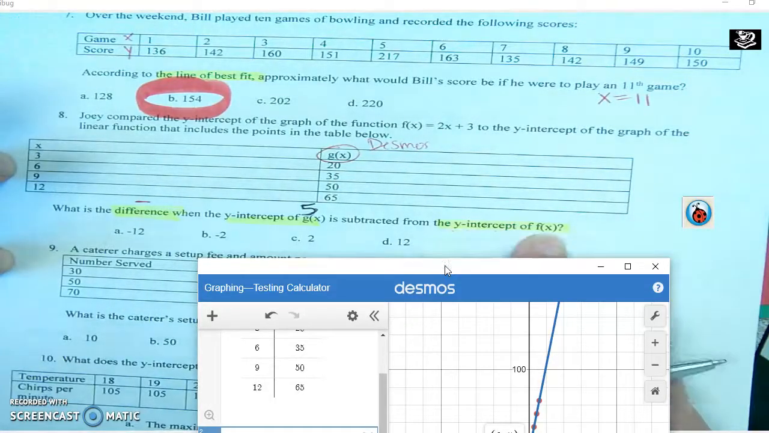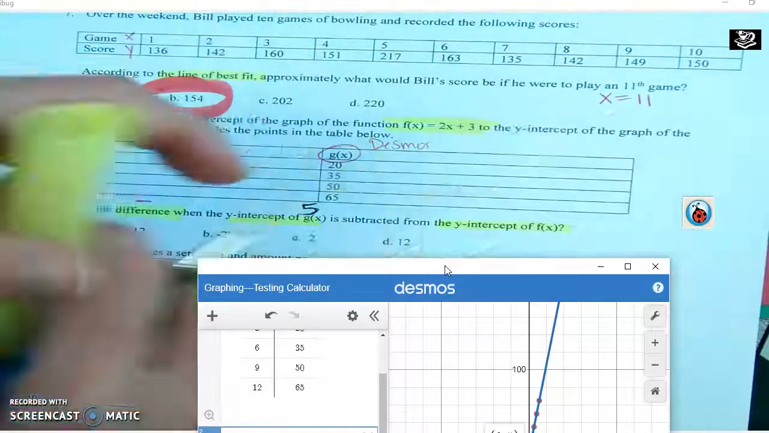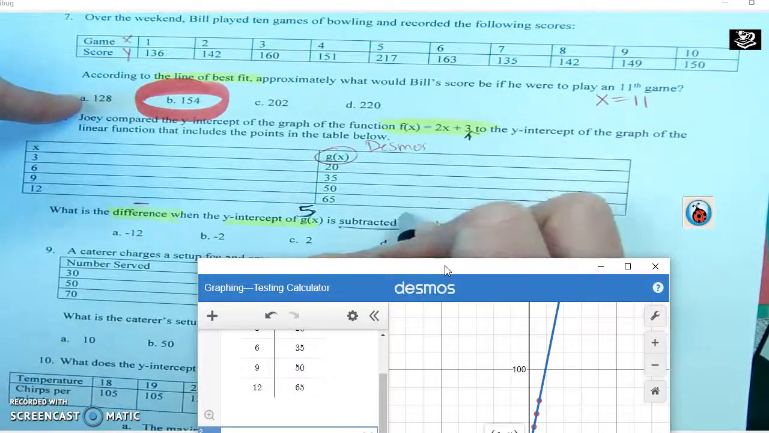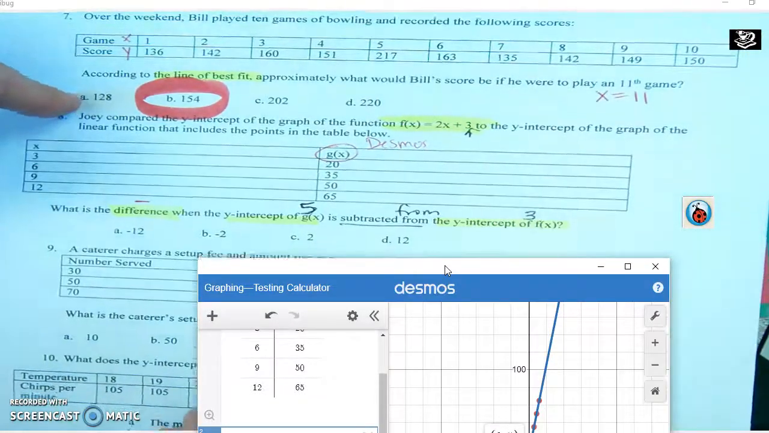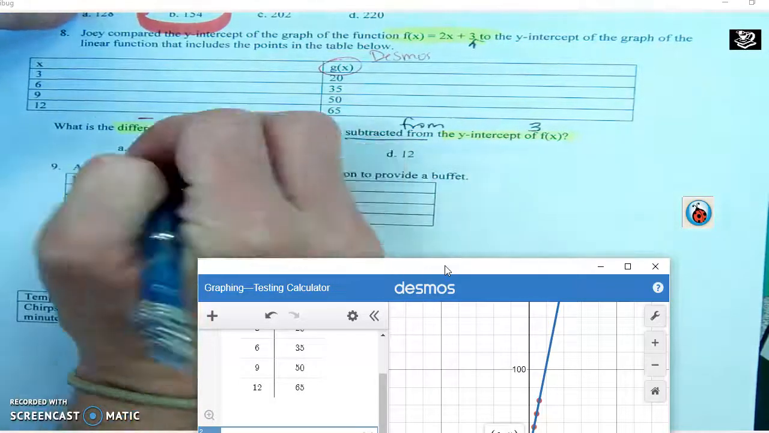Now I need to find the y-intercept of f of x. Well, I can do that one without Desmos. I know the y-intercept is 3, and you're subtracting 5 from it. 5 from 3. If you take away $5 from somebody who has $3, they owe you $2.